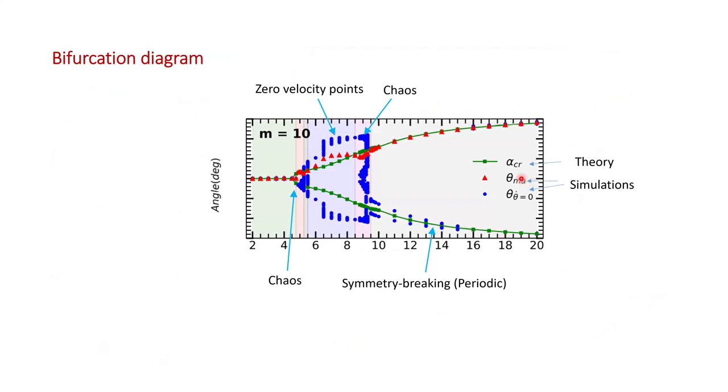We plotted this alpha CR from the theory, and also we plotted theta dot zero, which is the zero velocity points from our FIV simulations. And then we are also plotting the mean absolute value from the simulations, which means a positive amplitude mean value of the simulation. What we see is that the chaos is characterized by a lot of blue points, which means it can go anywhere. And then you have a limit cycle, as you can see here for the locking case, right? And then you have an onset of symmetry breaking, which agrees with our theory.